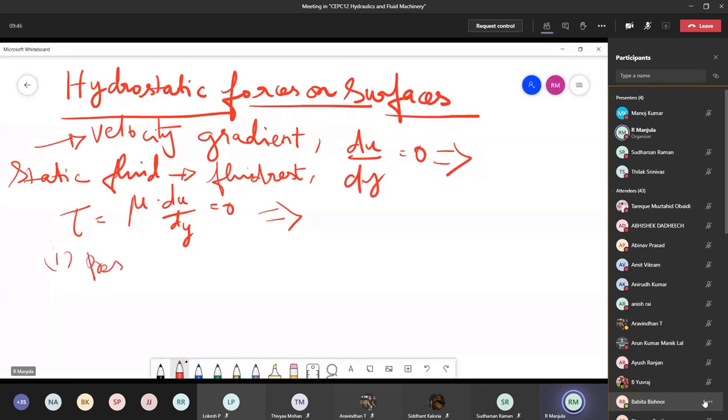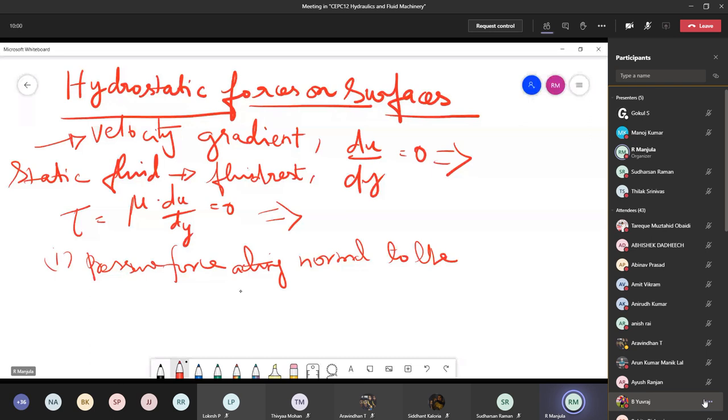So the pressure force acting normal to the surface, and the other one is force due to gravity of fluid particles. So these are the two things which you can see in case of hydrostatic forces.